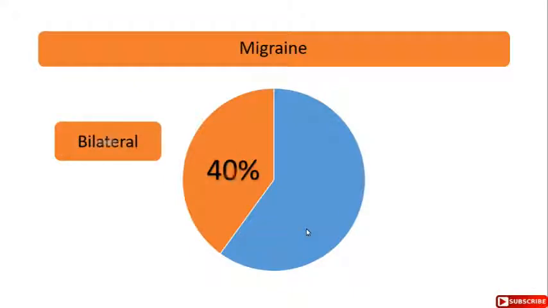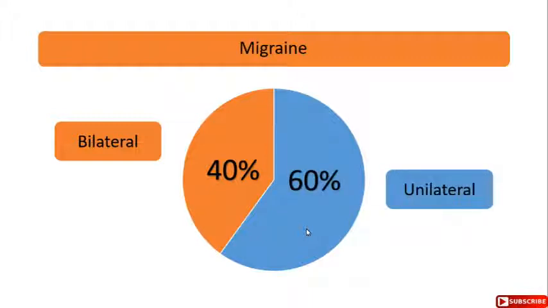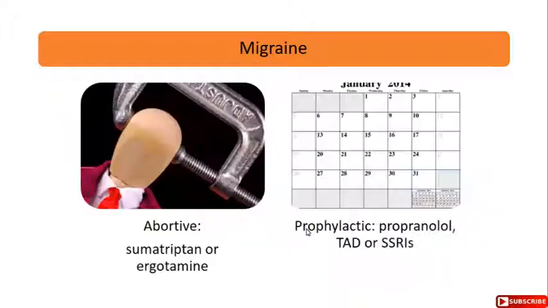I was saying that 40% of migraines are bilateral, but 60% are unilateral. So if in the exam they say it's bilateral, you have to think that there are also migraines that are bilateral. Don't think that it's only unilateral. It's the most common, yes, but it's not the only presentation.